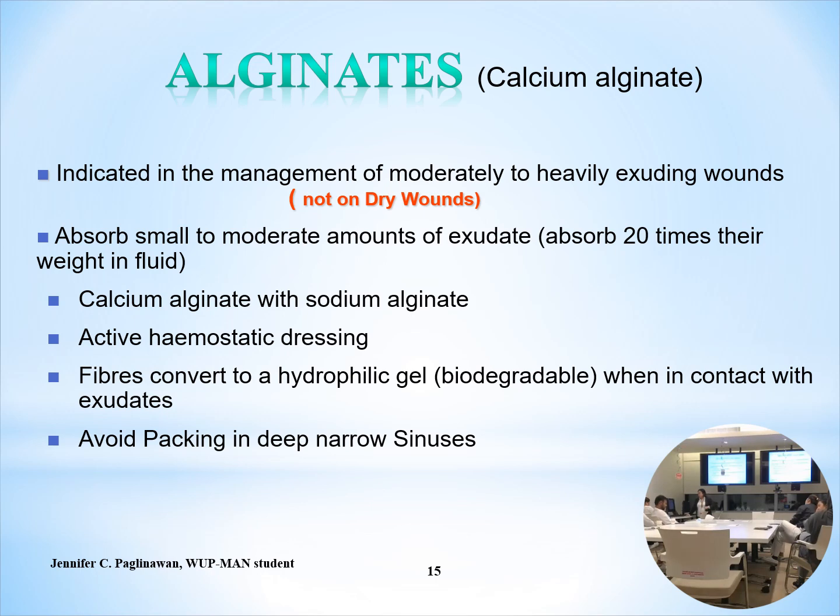Absorbs moderate to large amounts of exudate, up to 20 times its weight in fluid. Calcium alginate is a sodium alginate, an active hemostatic dressing. So if the wound is bleeding, this is the product that we're going to use. Then the fiber converts to a hydrophilic gel. It's biodegradable when in contact with exudates. Avoid packing in deep narrow sinuses, of course, because it will block our airway. So this Tegaderm alginates.